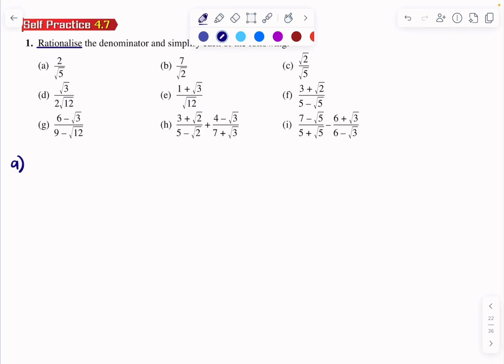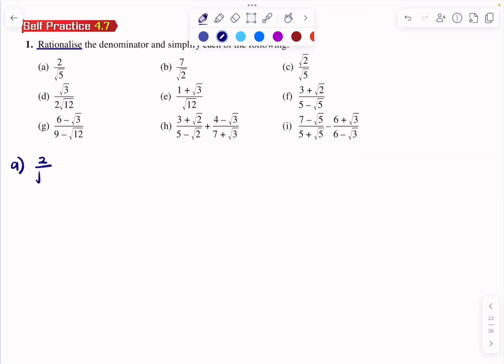To get rid of the denominator here with 2 over surd 5, you just have to multiply top and bottom by surd 5. So times surd 5 times surd 5. On top we get 2 surd 5. Bottom, surd 5 times surd 5 is just 5. 2 and 5 cannot simplify, so this is the final answer.